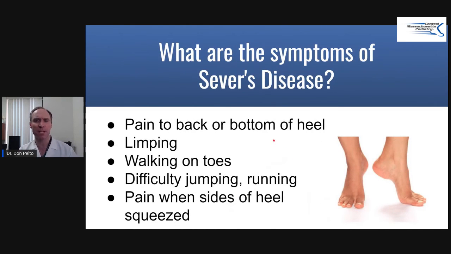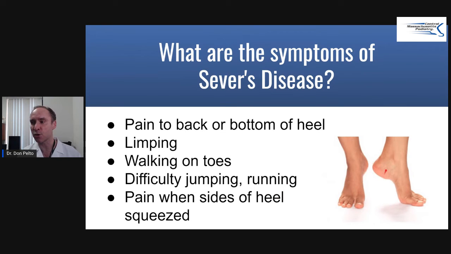So what are the symptoms that you're going to feel if you have Sever disease? Basically, you're going to squeeze the heel and you have pain to the back or the bottom of the heel. When you squeeze the heel, if it hurts, that's a big sign. If you're limping, if you want to walk more on the ball of the foot, that could be an indication of Severs. If you're walking on your toes, if you have difficulty when you're jumping or running, if you have pain when you squeeze the sides of the heels, that's the telltale sign.